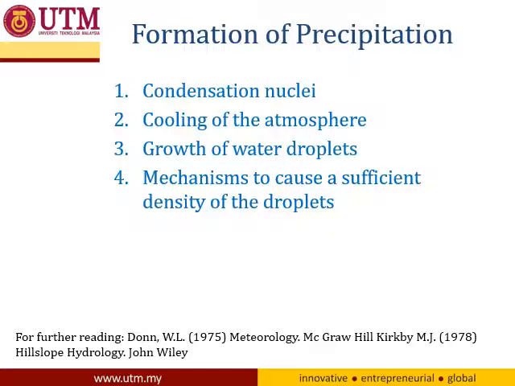So how is precipitation actually formed? It is due to condensation nuclei. Nuclei are like a cell, maybe, in the air, where the moisture may stick to it and develop into droplets. Then there is the cooling of the atmosphere, growth of water droplets, and a mechanism to cause a sufficient density of the droplets. If the environment and air conditions, many parameters, are suitable, then droplets will be created and precipitation will occur.